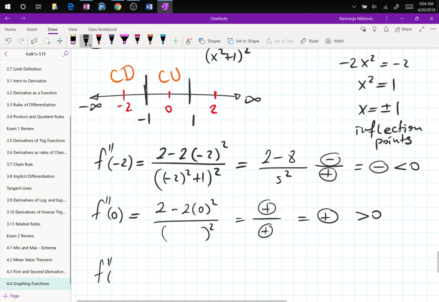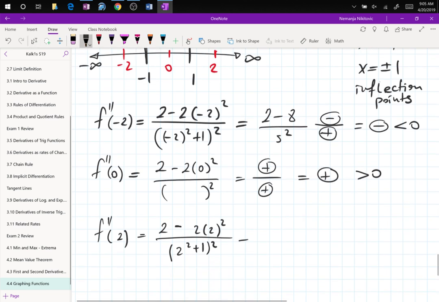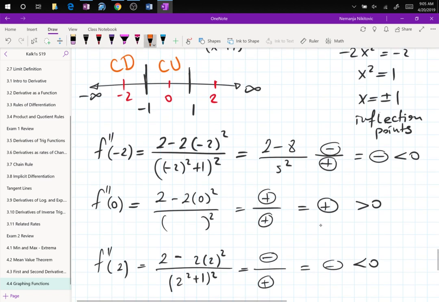And finally, positive 2 is going to be 2 minus 2 times 2 squared divided by 2 squared plus 1, everything squared. Again, I don't care about the denominator. The top is 2 minus 8, so that's negative again, divided by positive on the bottom is going to be a negative number, which is less than 0, which is again concave down.